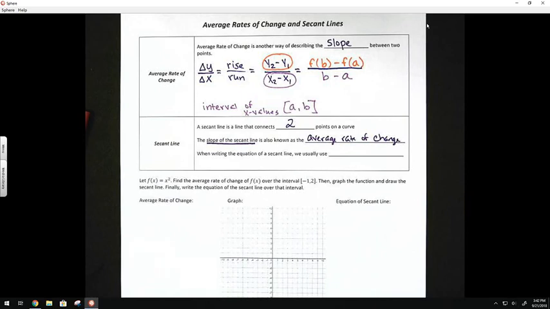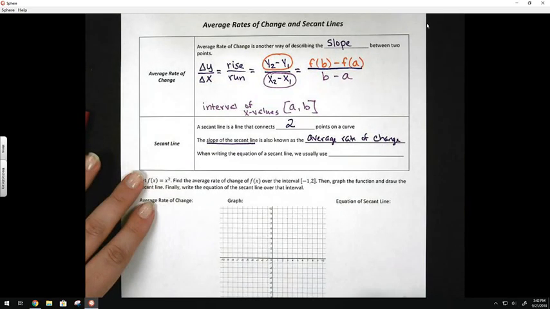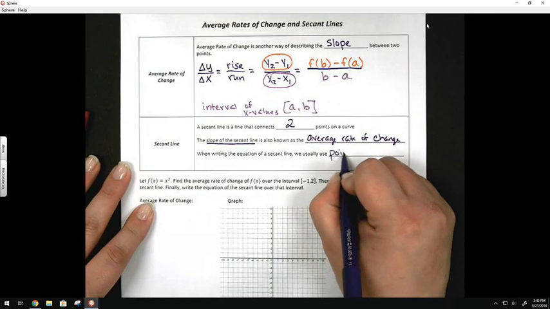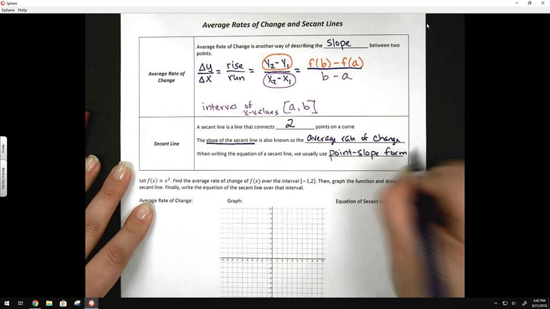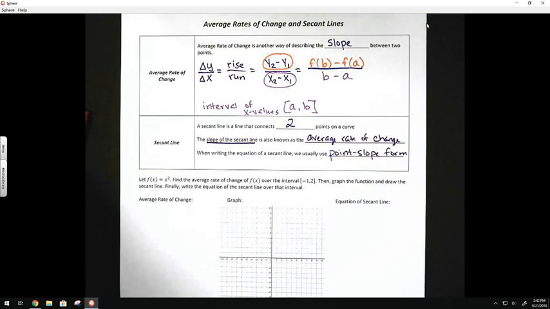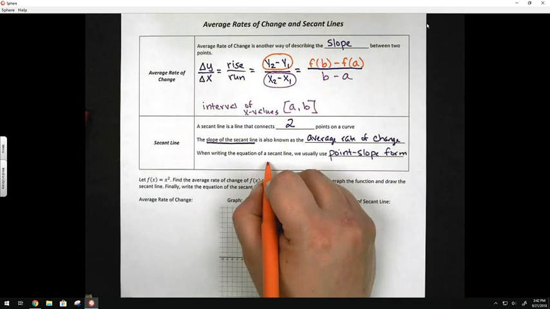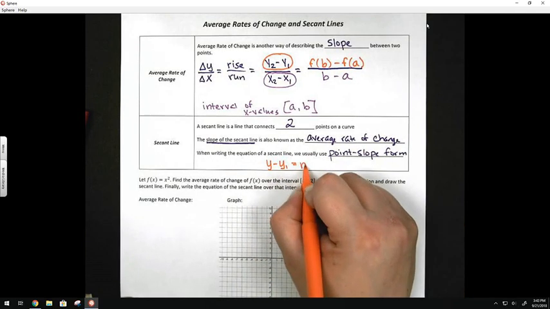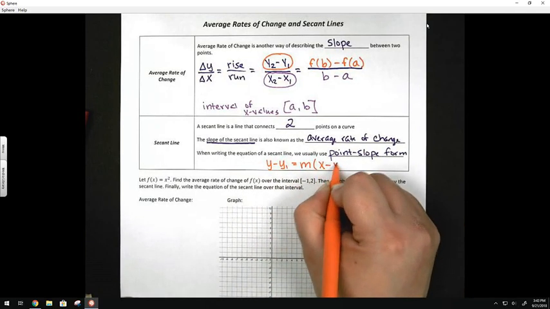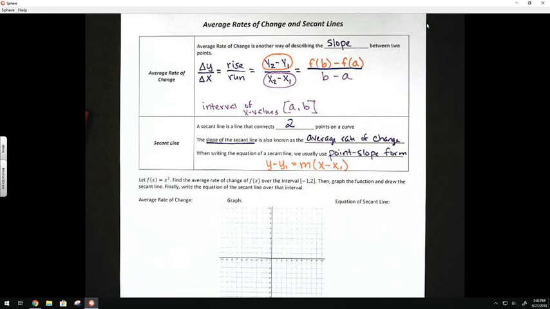When writing the equation of the secant line, we usually use point-slope form. It's a lot easier than slope-intercept form. But in case you need a little bit of a reminder of what point-slope form looks like, it's y minus y1 equals m, which is the slope, times x minus x1. All right, that is our point-slope form. So most of your answers are going to be in that form. And in calculus, we don't have to distribute the slope and then move the y1 over. There's no simplifying it. You'll just leave that as your answer.